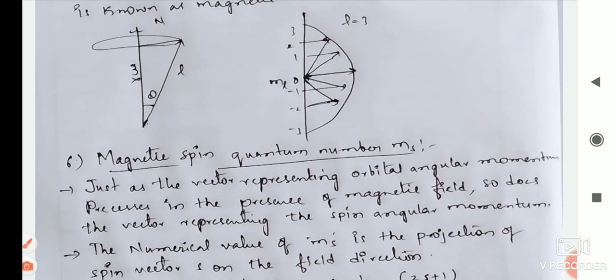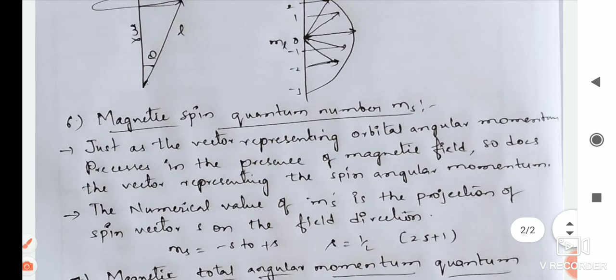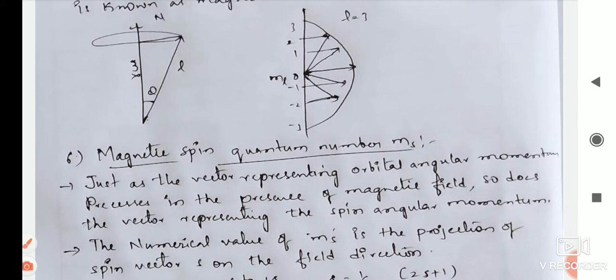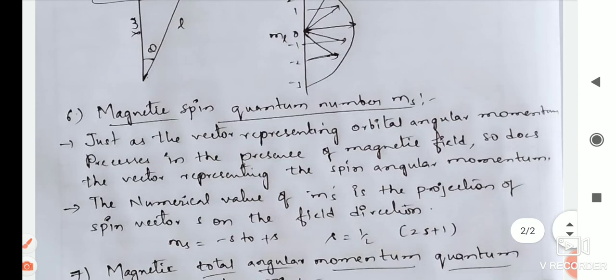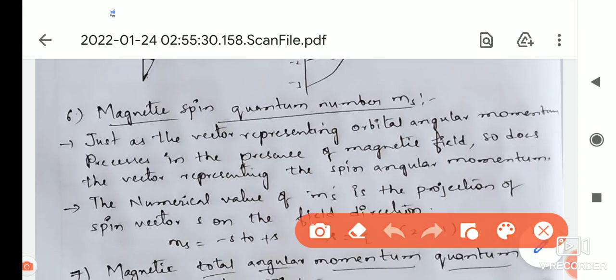But when this atom is placed in a magnetic field, the spectral line will be split into other lines. This effect is nothing but the Zeeman effect. When any atom is placed in a magnetic field, if the spectral lines are split into multiple lines, then that effect is the Zeeman effect. And if the atom is placed in an electric field, the splitting of spectral lines is nothing but the Stark effect.